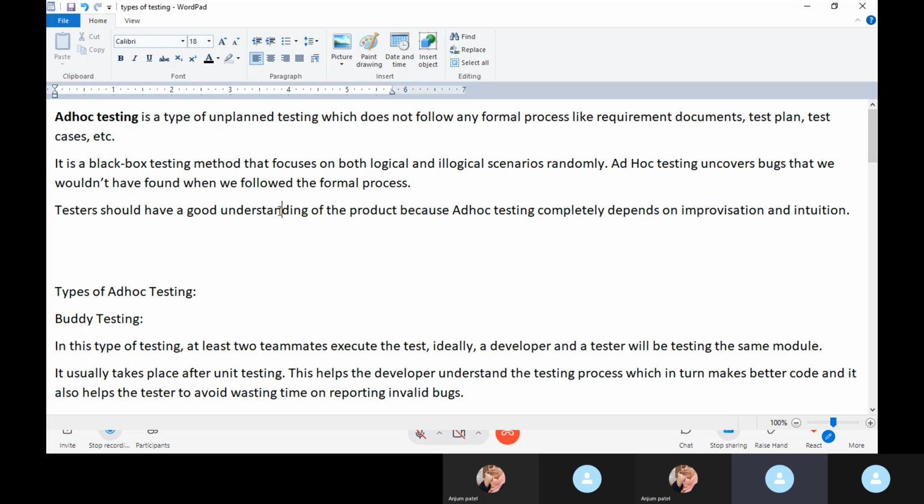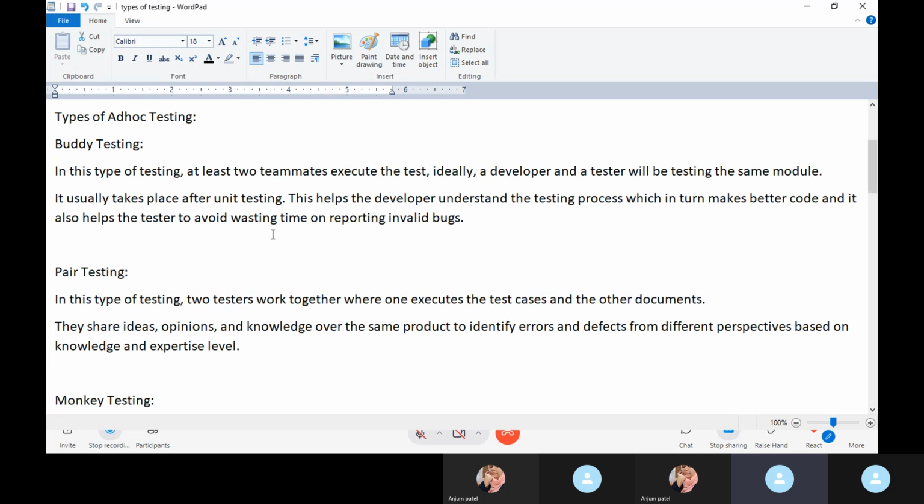Testers should have a good understanding of the product because ad hoc testing completely depends on improvisation and intuition. If you are new to the project, then you cannot do this because you do not have enough knowledge of the application. So you are not the right person to do this. Any experienced person who has already been working on the project for 2 years, 3 years, can do it perfectly because he has end-to-end knowledge of the application.